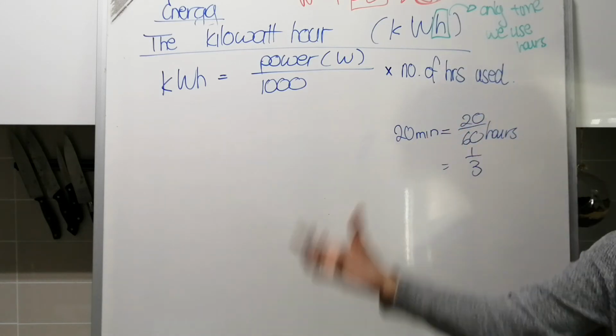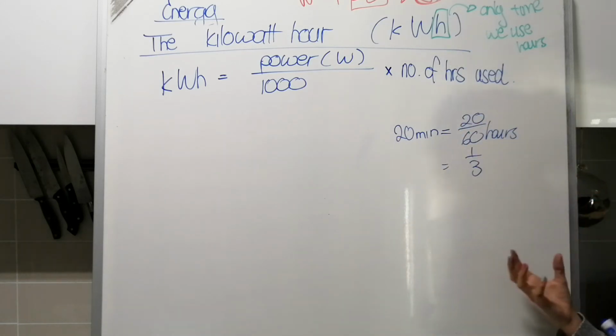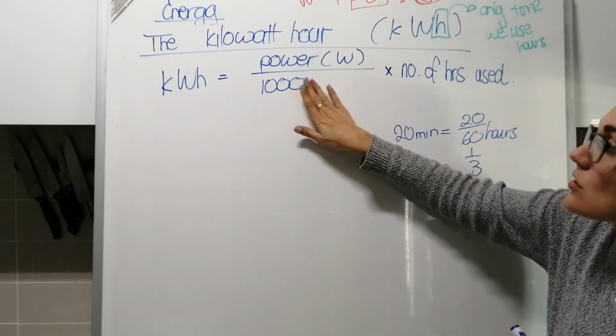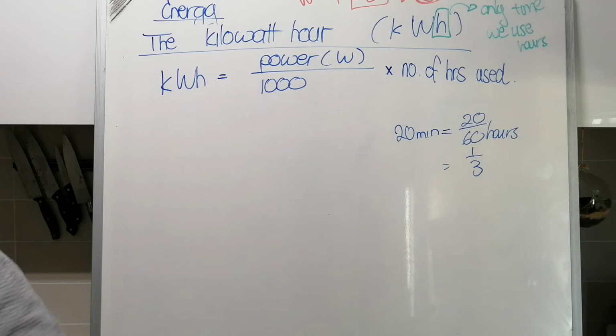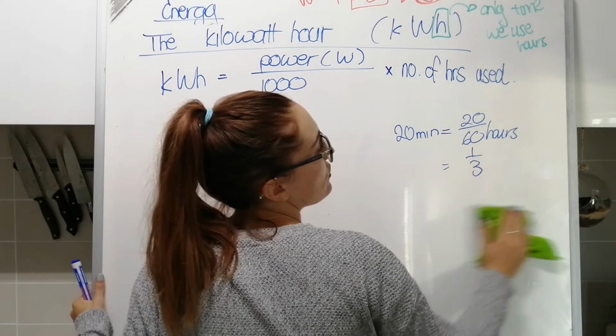Okay, so you take whatever time is given to you, convert it to hours, and then take your watts, convert to kilowatts, times by the number of hours that appliance or whatever it is being used for.